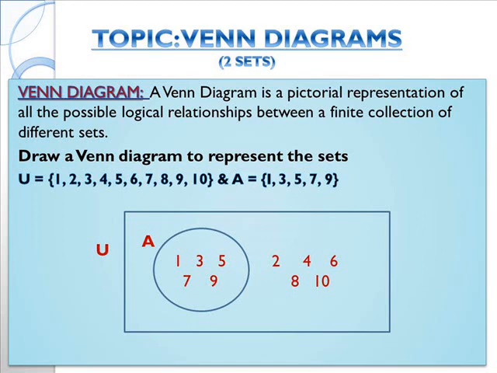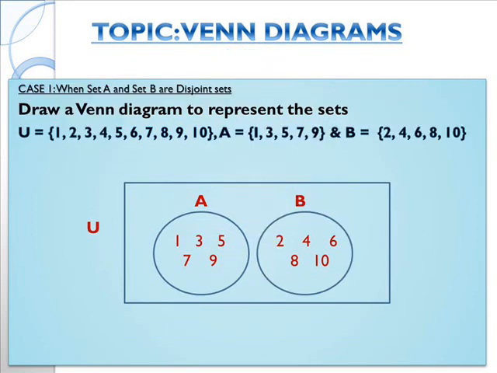As you can see over here, we have drawn a rectangle to indicate the universal set, and inside it we have drawn a circle to represent our set A. Inside the circle we have mentioned all the elements of set A, that is 1, 3, 5, 7 and 9, and outside A the elements left in the universal set have been mentioned, that is 2, 4, 6, 8 and 10.